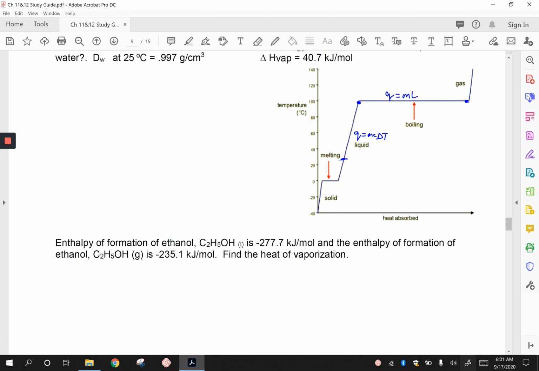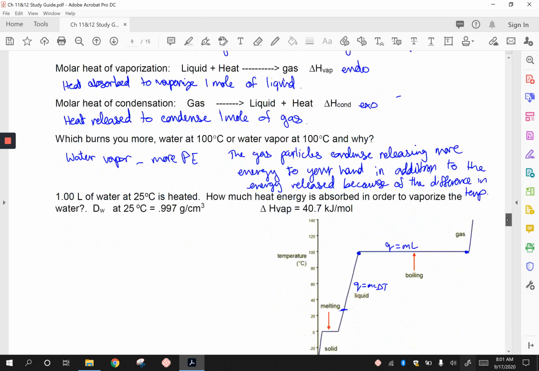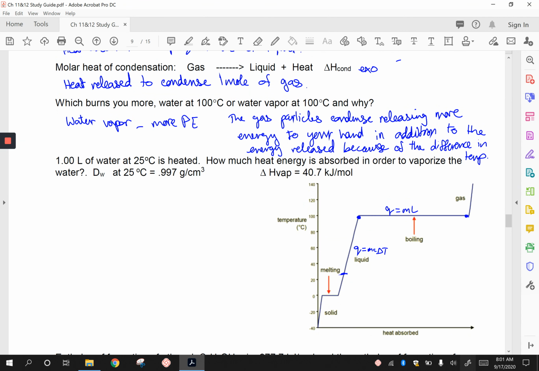So 2 steps here, but both of them require us to know what the mass is. And we're not given the mass, we're just given the volume, but we are given the density as well. So let's find the mass. So we have 1 liter of water. Let's change the liters to milliliters. And then 1 milliliter is the same thing as cubic centimeter.